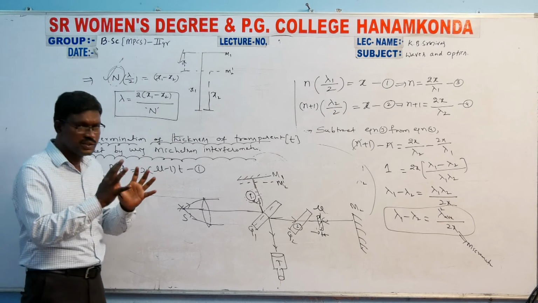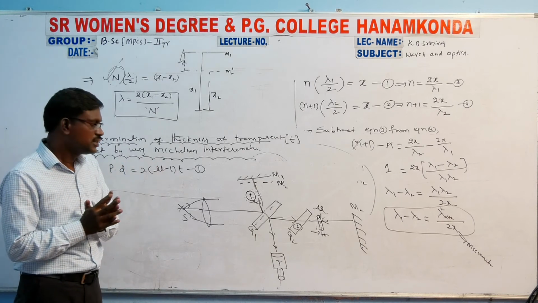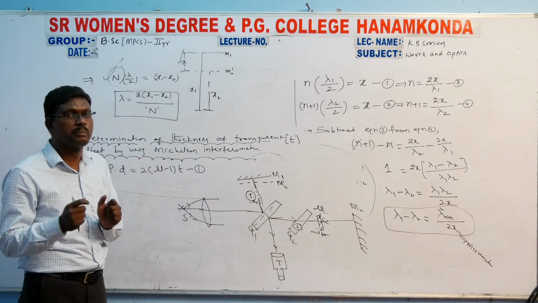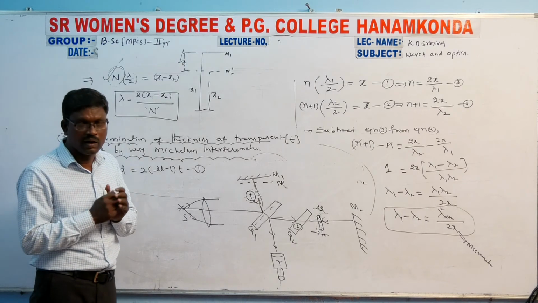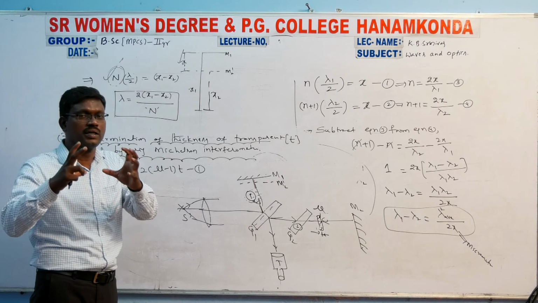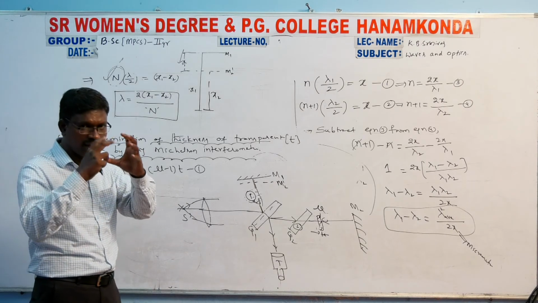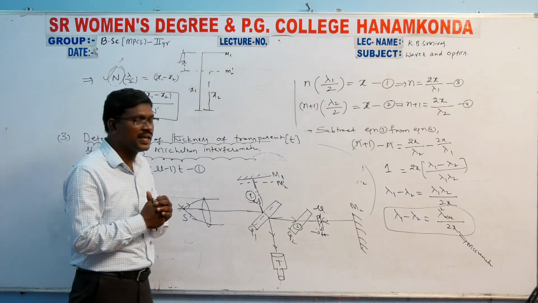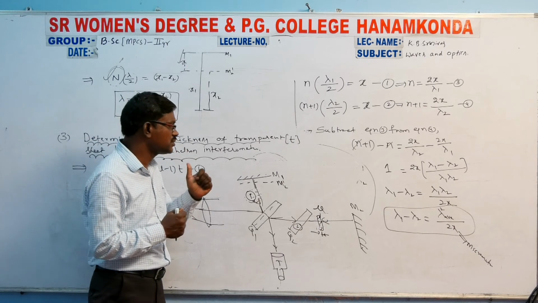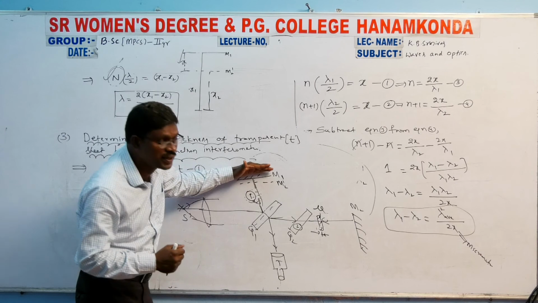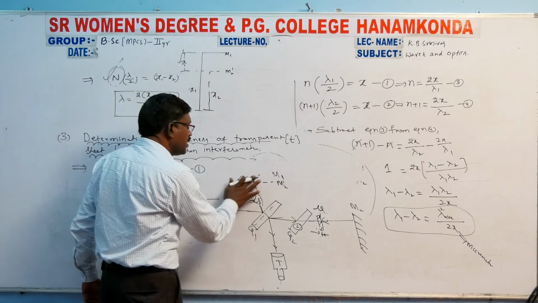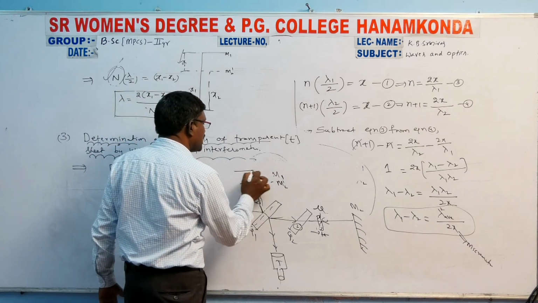So what happens? Already the fringe pattern is disturbed. Always we have to keep the fringe pattern at the center of the crosswire of the telescope. Further, what we have to do is move this M1 mirror again in the upward or downward direction. Imagine here I am moving this M1 mirror in the upward direction.